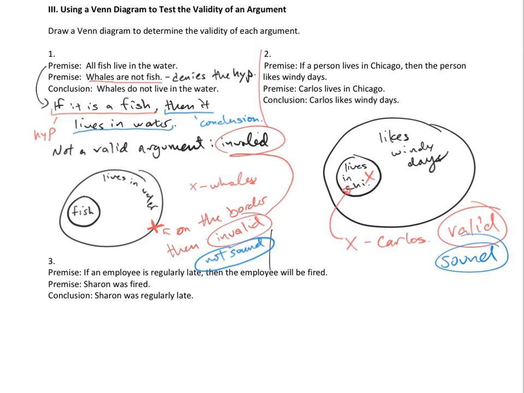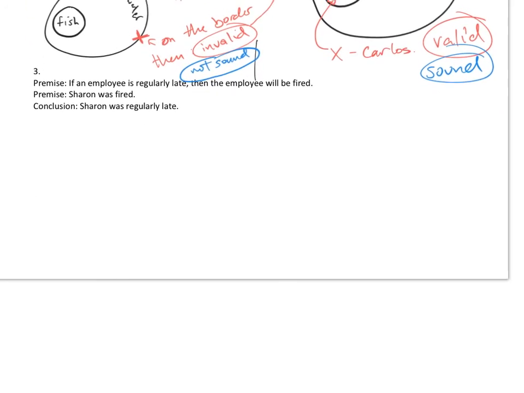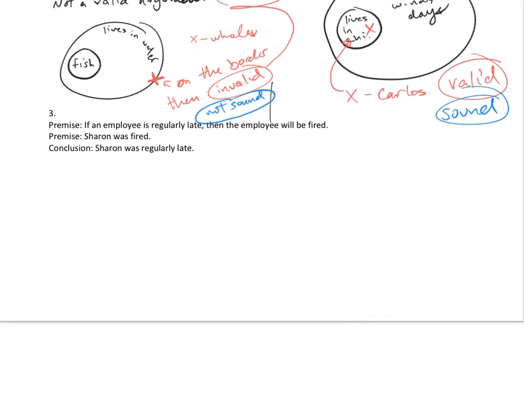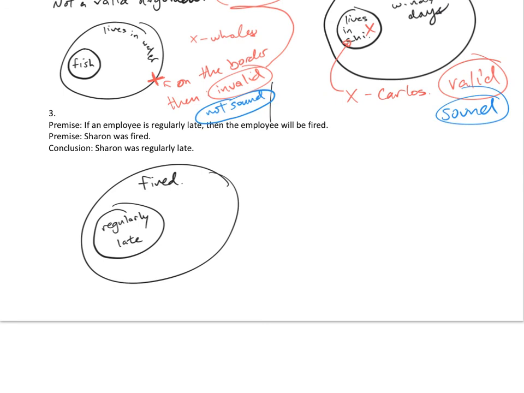Let's take a look at the third example. The final example on this slide says, if an employee is regularly late, then the employee will be fired. So here's our conditional statement, and the bubbles will look like this. There we go. The hypothesis, an employee is regularly late, that bubble will always be inside the conclusion bubble. Then the employee will be fired. All right. Next, Sharon was fired. So I'm going to call X Sharon.